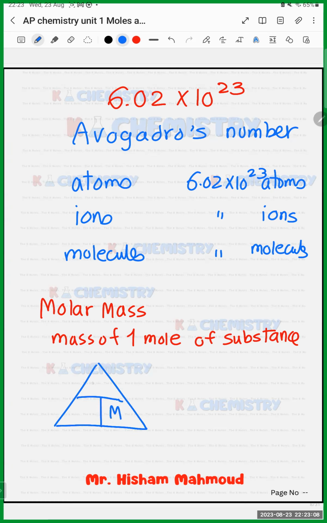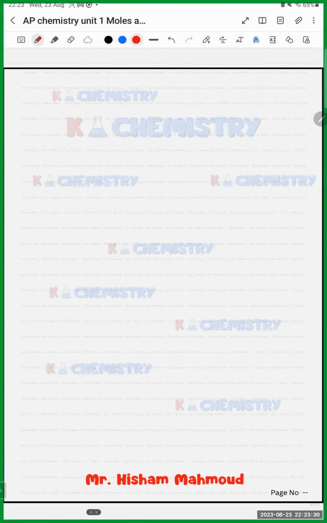You find it by finding the mass over the number of moles. So since it is mass divided by number of moles, it is the unit of mass divided by the unit of number of moles. The unit of mass is grams, and unit of number of moles is mole. So what is the unit of molar mass? That's grams per mole.